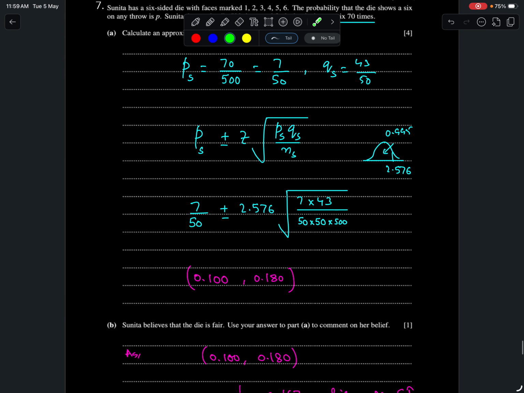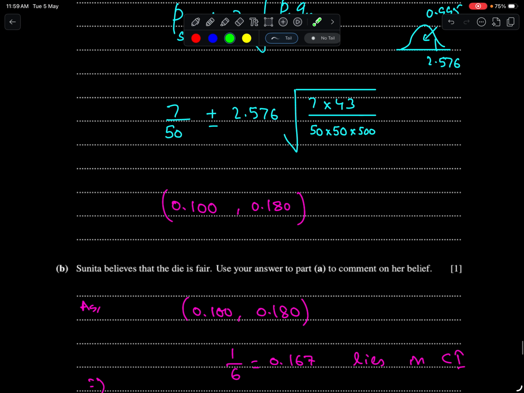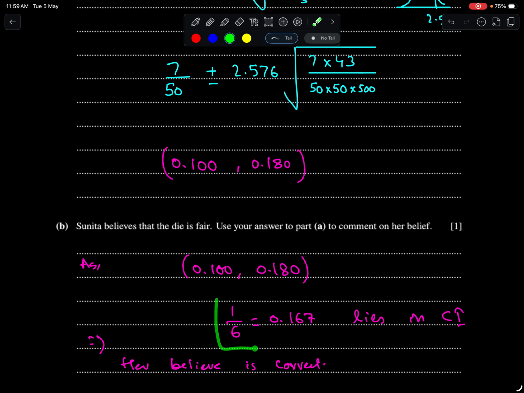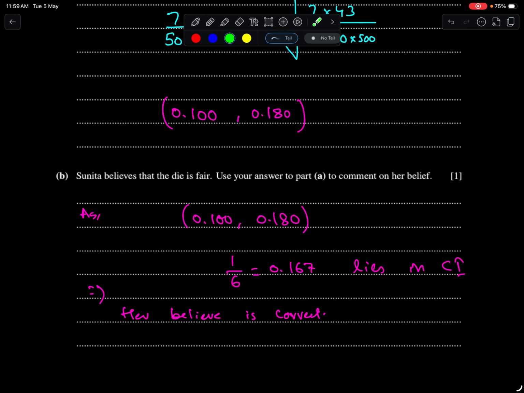Sunita believes that the die is fair. Use your answer to part a to comment on her belief. See, if the die is fair, the probability of any number is 1 upon 6, which is 0.167. It lies in the CI. Her belief is correct. I repeat. If the die is fair, then the probability of all numbers should be equal to 1 upon 6, like 1, 2, 3. Each number should have this probability. So this is 0.167. Just check this number over here. This lies in the CI. So her belief is correct. The die is fair.